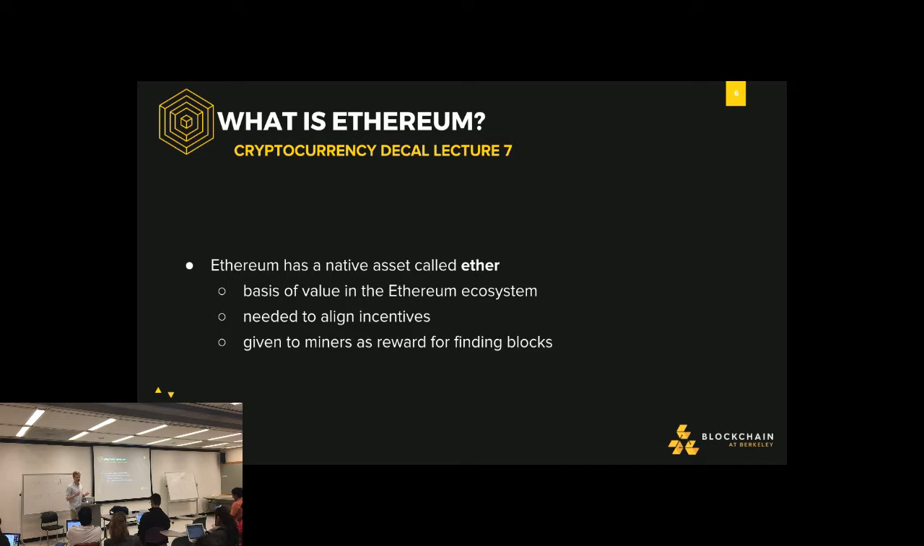Ethereum has a native asset called Ether. This is the same as Bitcoin's underlying asset, which is denominated in terms of Satoshis. Ether is the basis of value in the Ethereum system. It's actually needed to align the incentives of the different actors in the Ethereum system. So you have miners, full nodes, and users interacting with contracts, and Ether is essentially used to reward miners for doing the hard work, doing the proof of work to secure the system, in the same way that Bitcoin has a block reward for miners doing the proof of work.